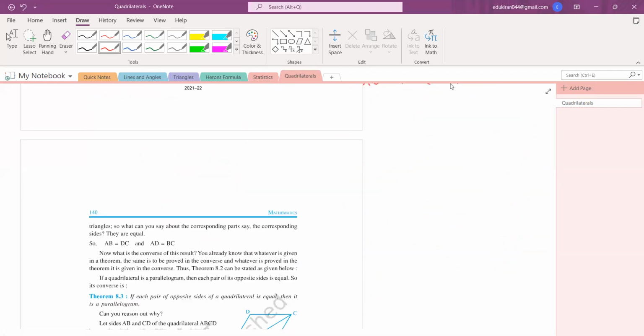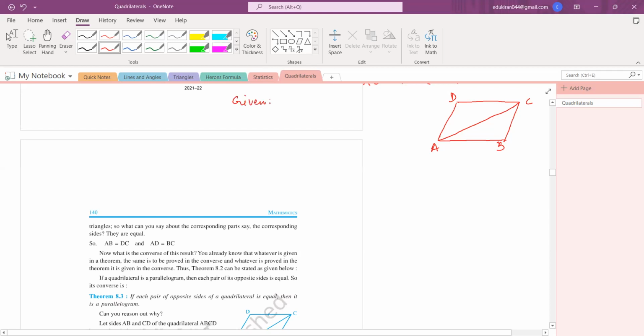So again, you have a parallelogram. This is your parallelogram ABCD, and AC is a diagonal. So what is the statement? That in a parallelogram, opposite sides are equal. So what we have to show, wait, what is given? That ABCD is a parallelogram.